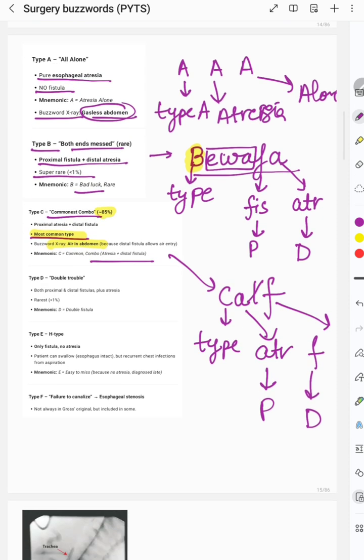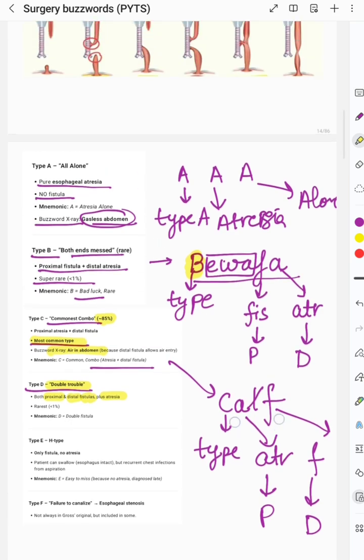Both the things. D is double trouble. We have read atresia, proximal and distal fistula. What next, what is double trouble now? Here there will be atresia, but there will be fistula, but double, both proximal also and distal also. So now we have double trouble. We have fistula both proximally and distally, and there will be atresia also.